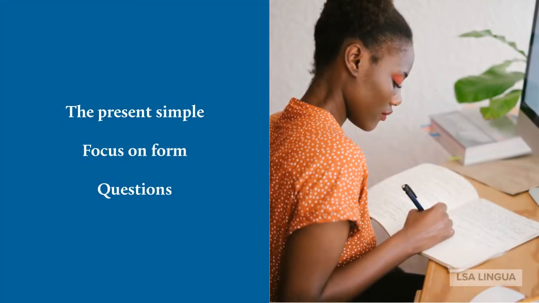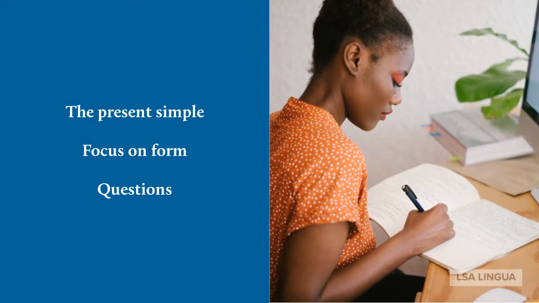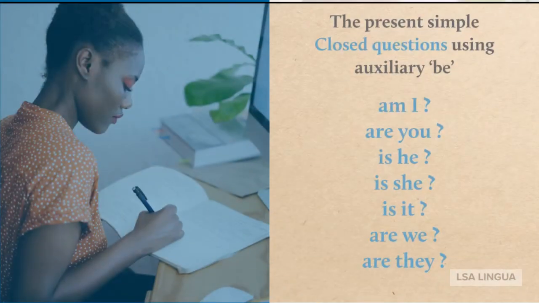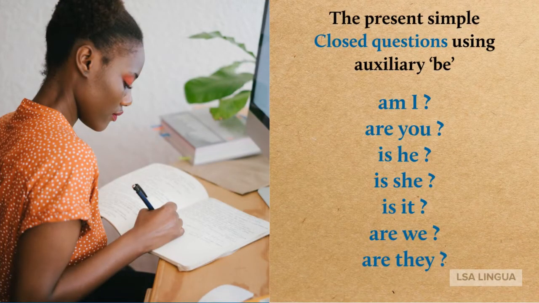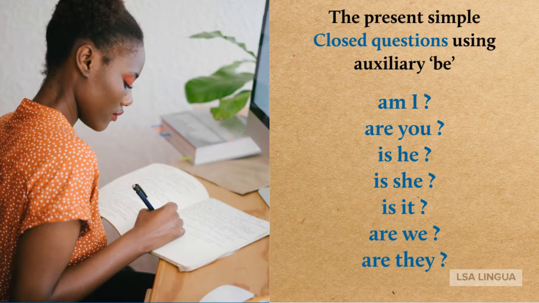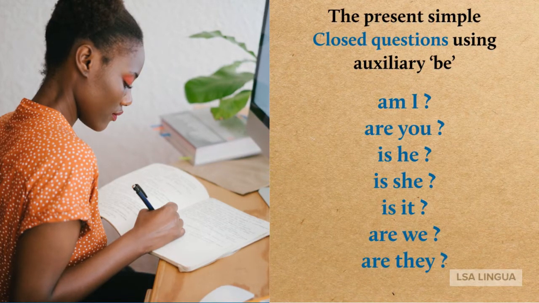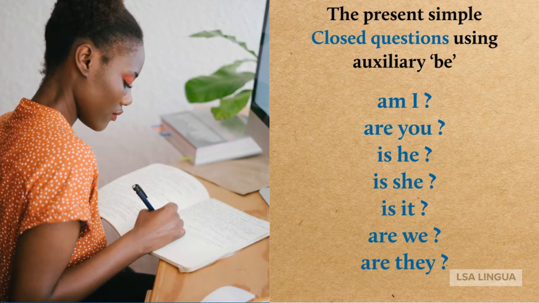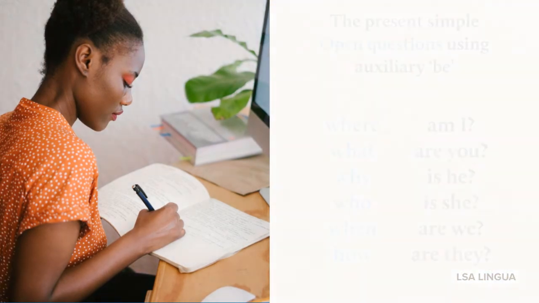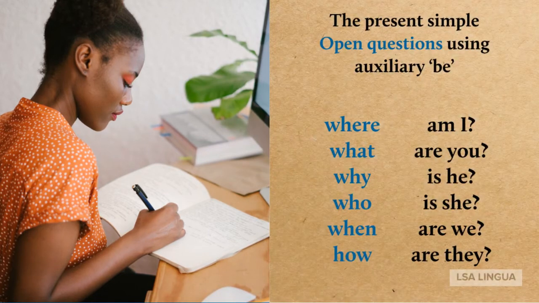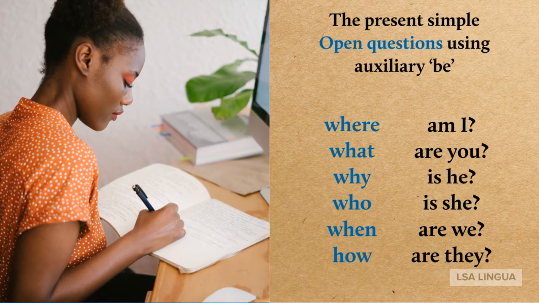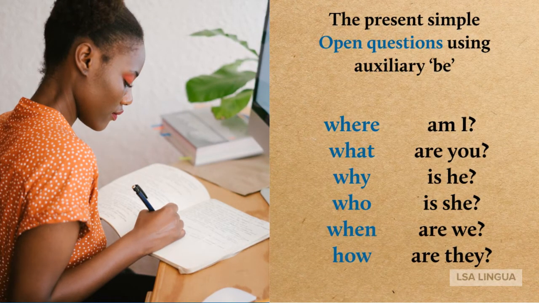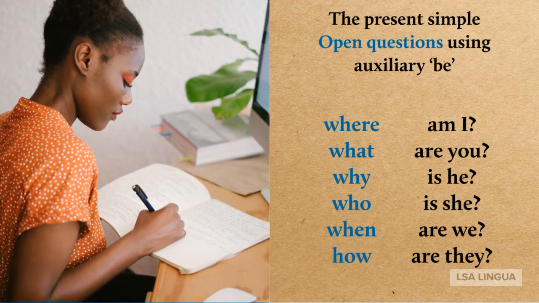The present simple, focus on form: questions. Closed questions using auxiliary be. Am I? Are you? Is he? Is she? Is it? Are we? Are they? Please note that closed questions are just questions that require a yes or no answer.